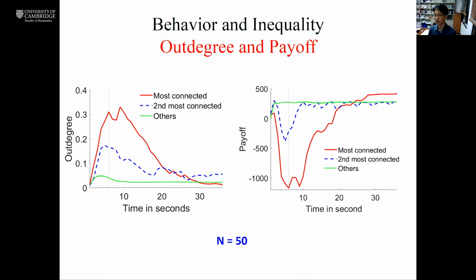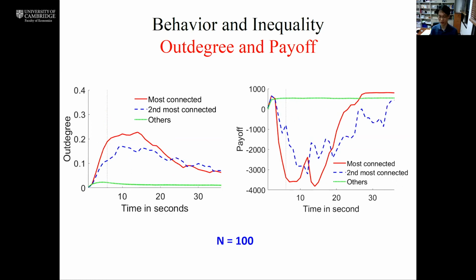But this has a clear mirror-image payoff consequence, as you can see on the right-hand side of the screen. For the most connected and second most connected individuals, they are actually losing a lot of money at the very beginning, at the early stage of the game, in the hope of a larger payoff at the later stage of the game, as you can see from this red line. The same pattern holds for n equal to 100.